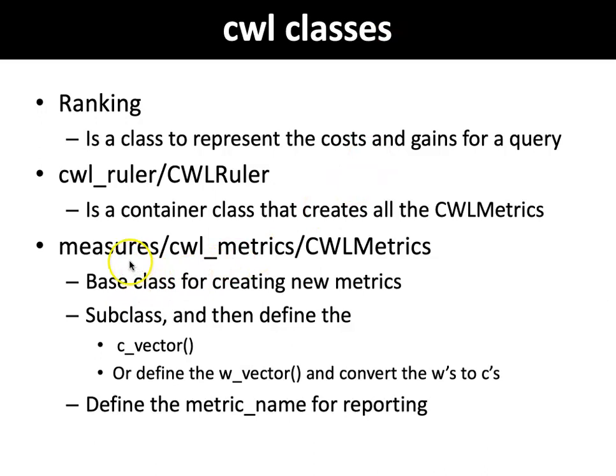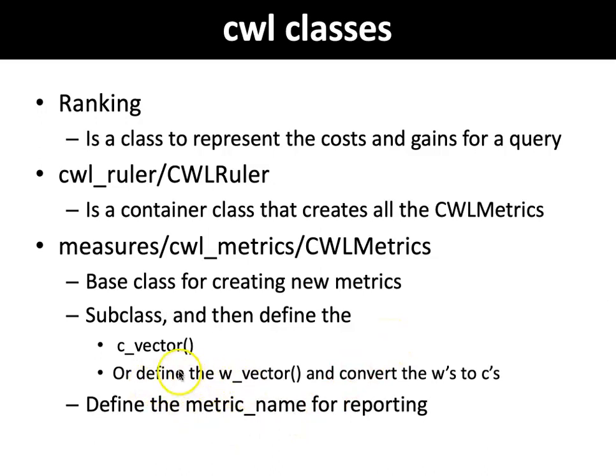Given those two classes, within measures we have a base class called CWLMetric, and this is used for creating new metrics. In order to define a new metric, we just have to subclass it and define the C vector, the continuation function. Once we define that, we can work out the W and the L, and the machinery just works to compute all the values.